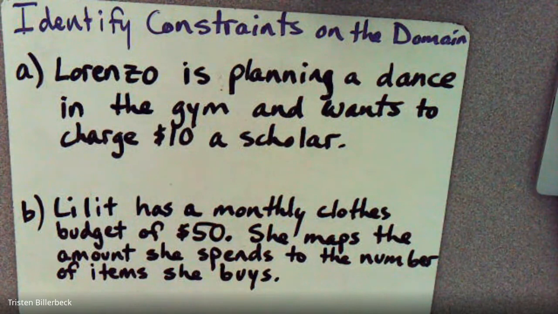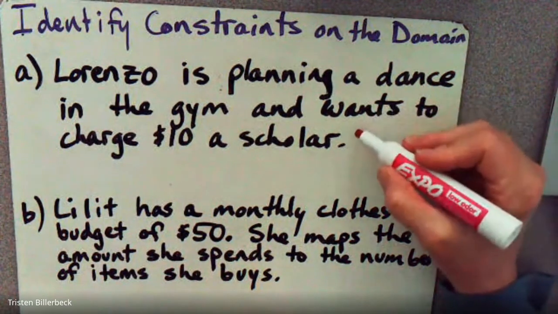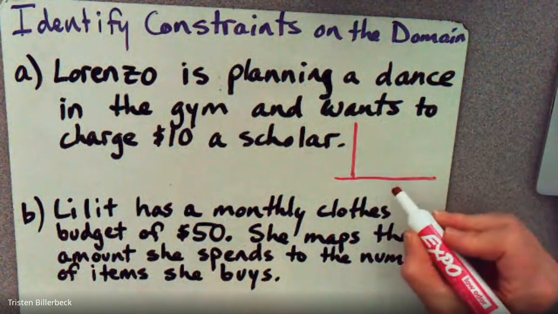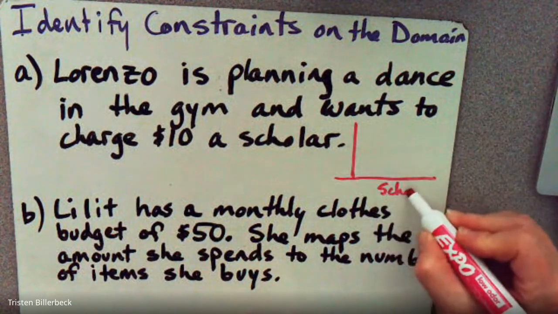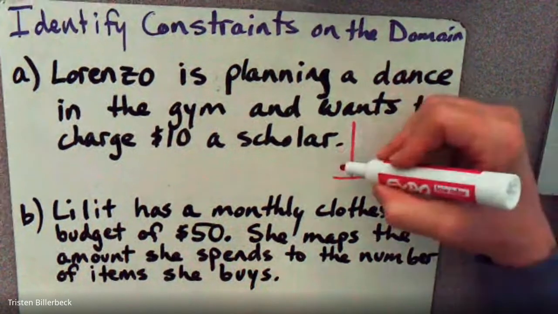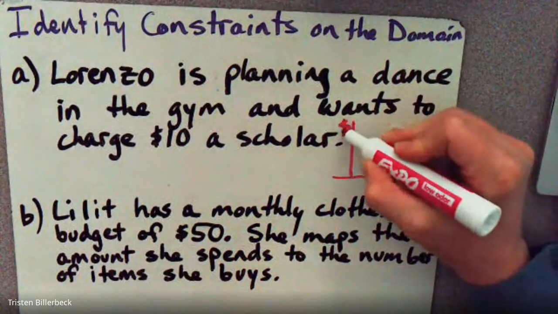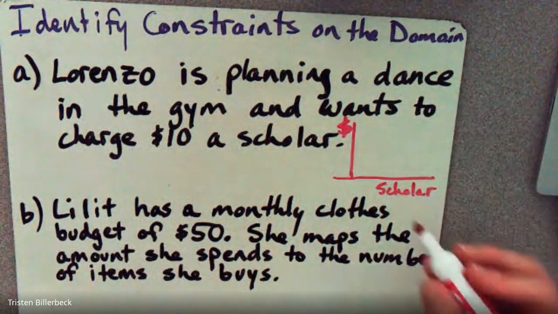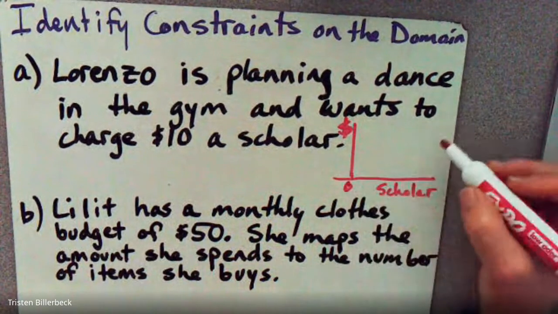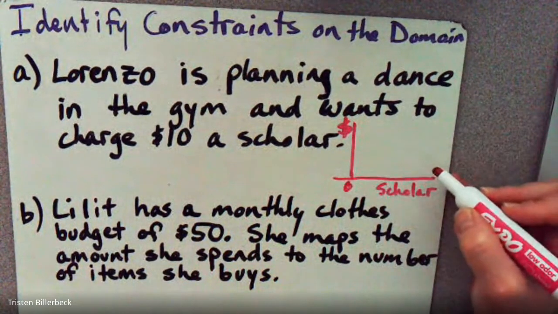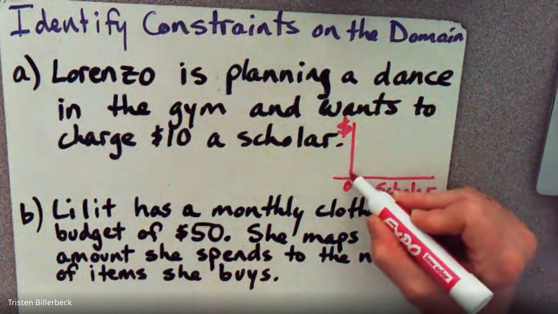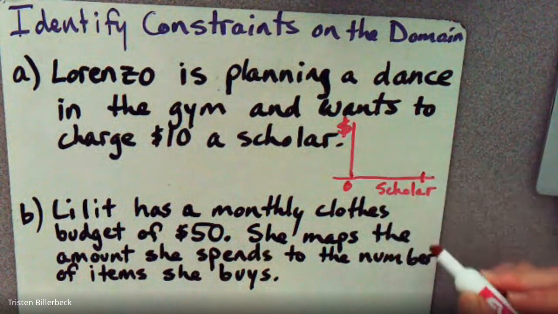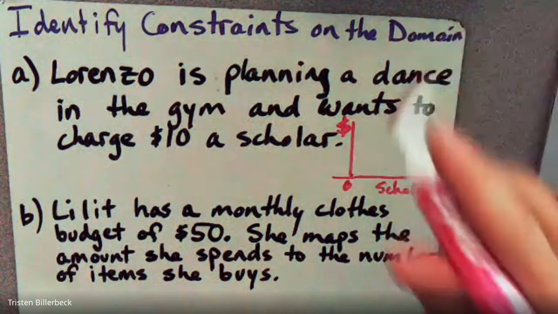So if we were to write that out, we would put the scholars down here to see how much money we would make. So this is the dollar one. So usually dollars is an output. So we could range it from 0, but then the gym does have a fire department capacity. Let's say that fire department capacity is at 300. So we can only have 300 scholars.